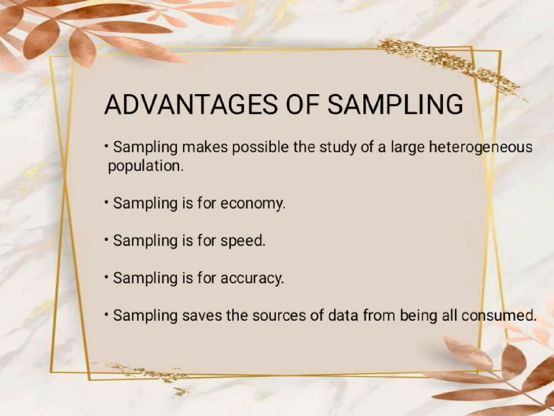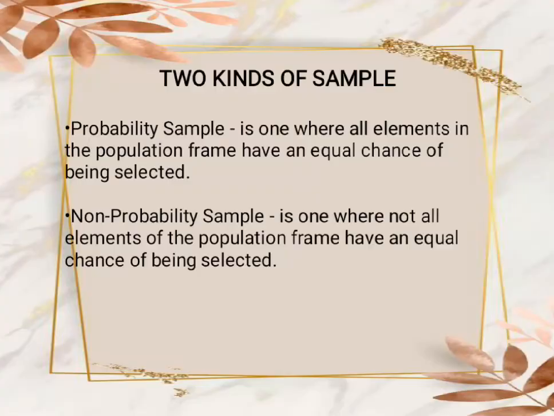Advantages of sampling. Sampling makes possible the study of a large heterogeneous population. Sampling is for economy. Sampling is for speed. Sampling is for accuracy. Sampling saves the sources of data from being all consumed.